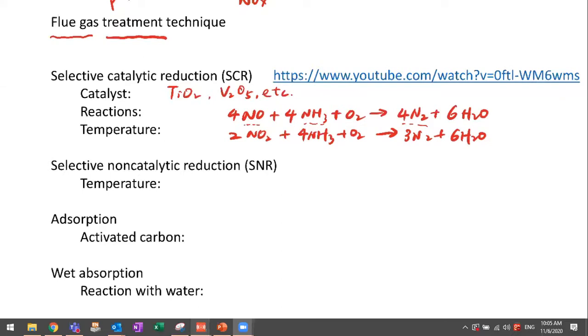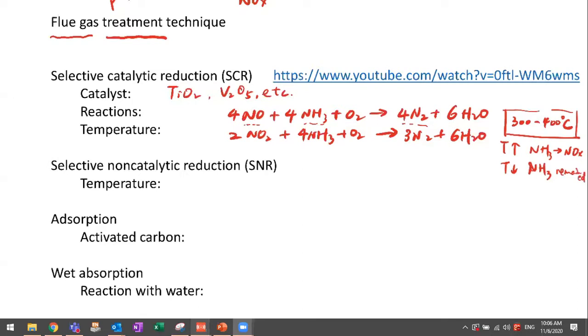Okay, the temperature for this reaction is generally around 300 to 400 Celsius. This is the optimized window. We mentioned that if the temperature is too high, then the extra ammonia will get oxidized into NOx. If the temperature is too low, then basically the reaction is not complete, and we will have ammonia remaining.